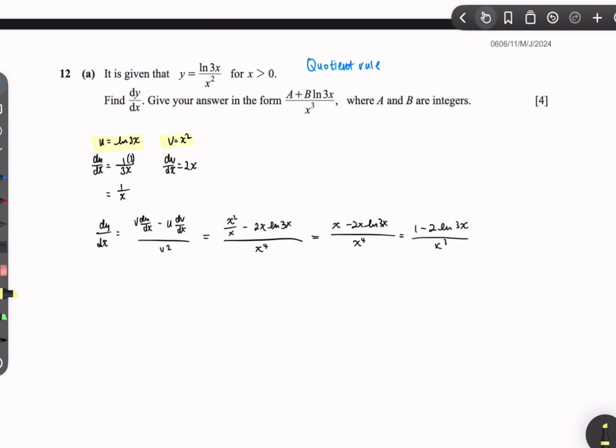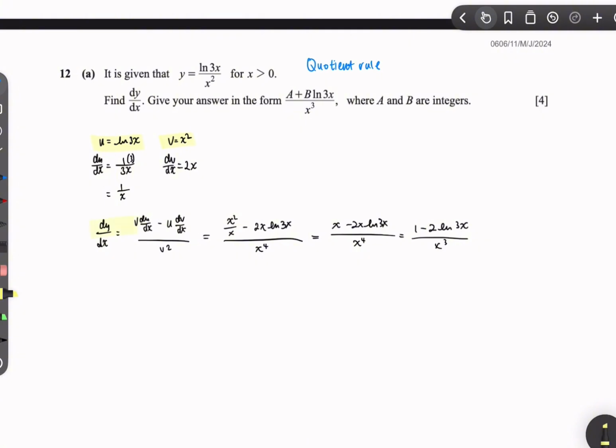Differentiating ln 3x will give you 1 over 3x, and you need to multiply 1 over 3x by the differentiation of 3x, which will be 3. So when you simplify that, it will be 1 over x. Okay, and then you differentiate v equals x squared, which will give you 2x.